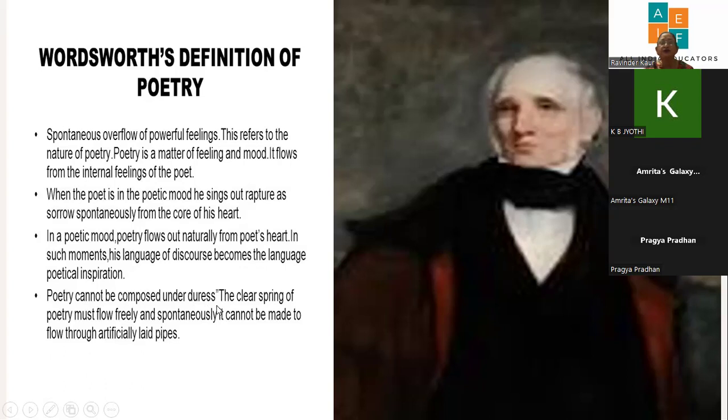It cannot be controlled that you should write this, you should not write this, nothing. As soon as the thoughts are coming, the poet is expressing. The clear spring of poetry must flow freely and spontaneously. It cannot be made to flow through artificially laid pipes, nothing. It has to be natural.